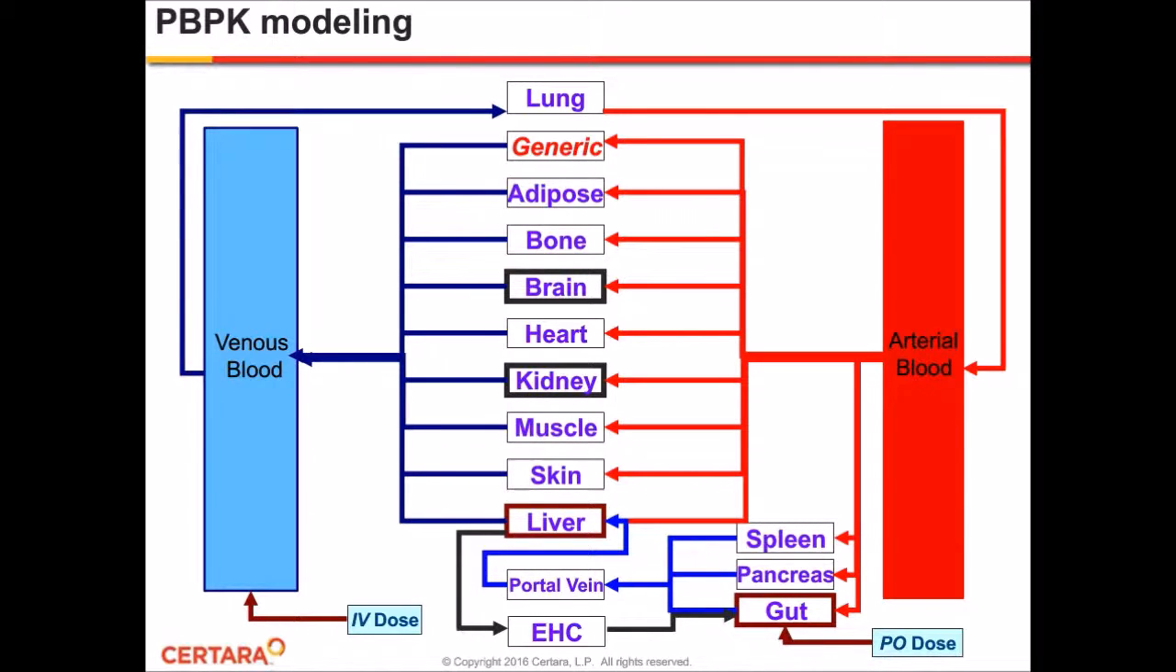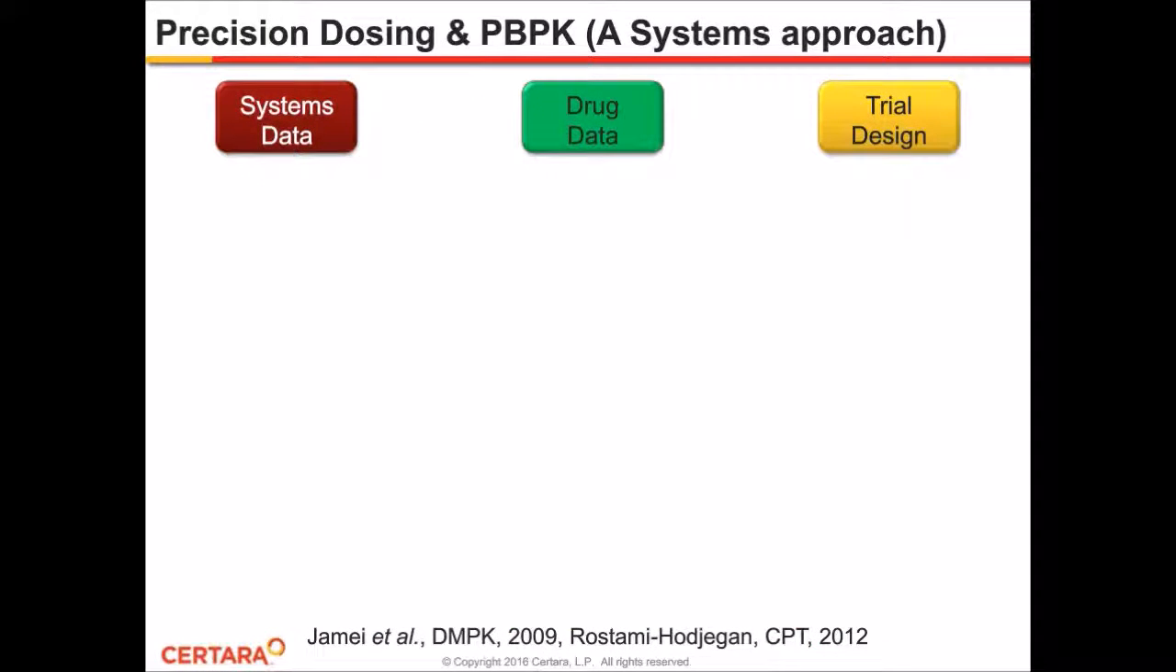Each tissue is considered to be a physiological compartment, and the concentration of the drug in each of those compartments is determined by combining information on the system or the population that you're using, the properties of the drug that's being used, and the actual trial design. So these are the components that I've been talking about: the system data, the drug data, and the trial design.